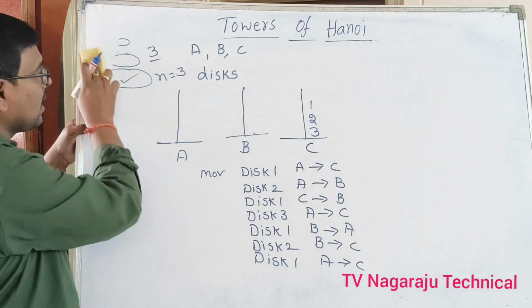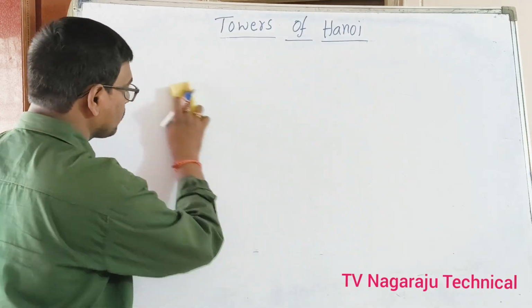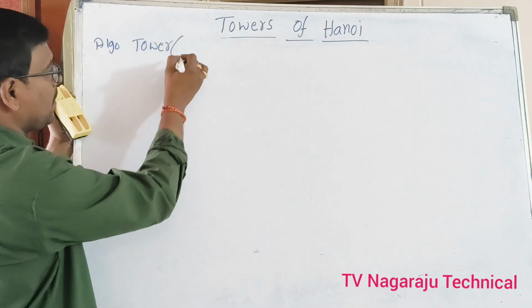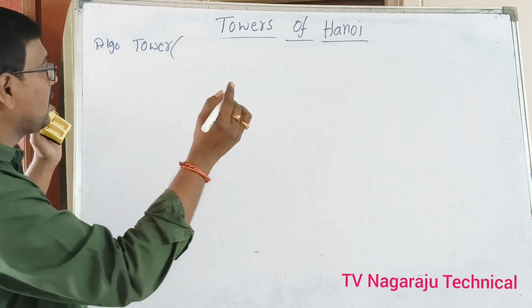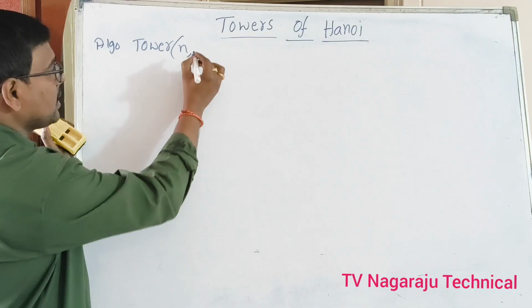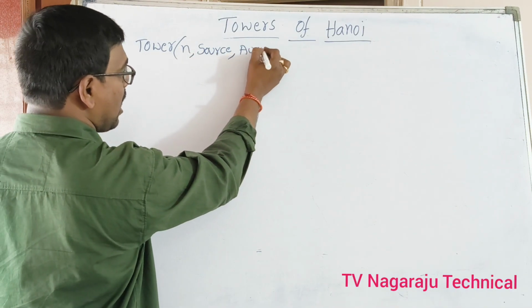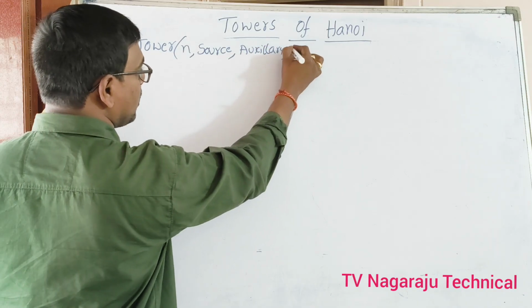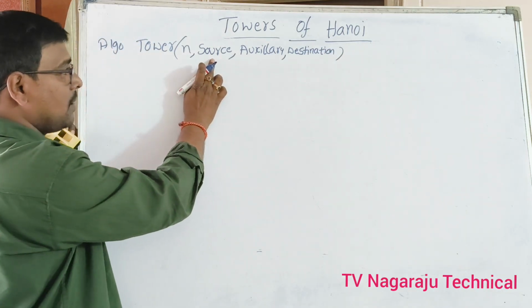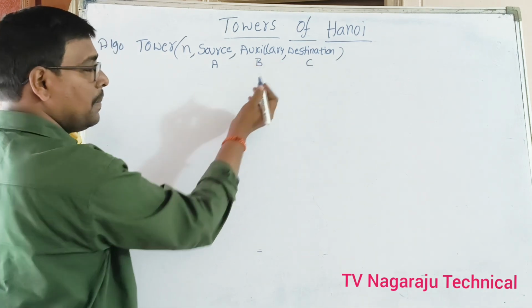How do we write the algorithm for this scenario? So, algorithm: Towers of Hanoi. Simply I am writing it somewhat shortened; you can write the complete Towers of Hanoi of n, where n is the number of discs. What are the parameters I need? I need the parameters source, then auxiliary, and then destination. Initially, in my example, A is the source, C is the destination, B is the auxiliary rod.